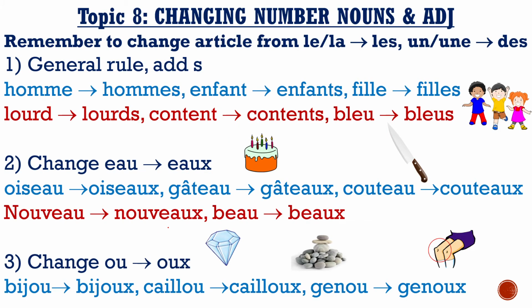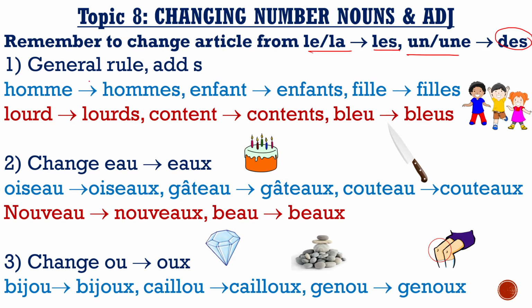So these are a few rules which are going to help you to change the number of nouns and adjectives. Okay, remember to change the article. If it's definite le, la, it has to become les. If it's indefinite un, une, it has to become des. Okay, now in the light blue color you have the nouns and in the red color you have the adjectives. Okay, because the rules are the same, I've put them together.